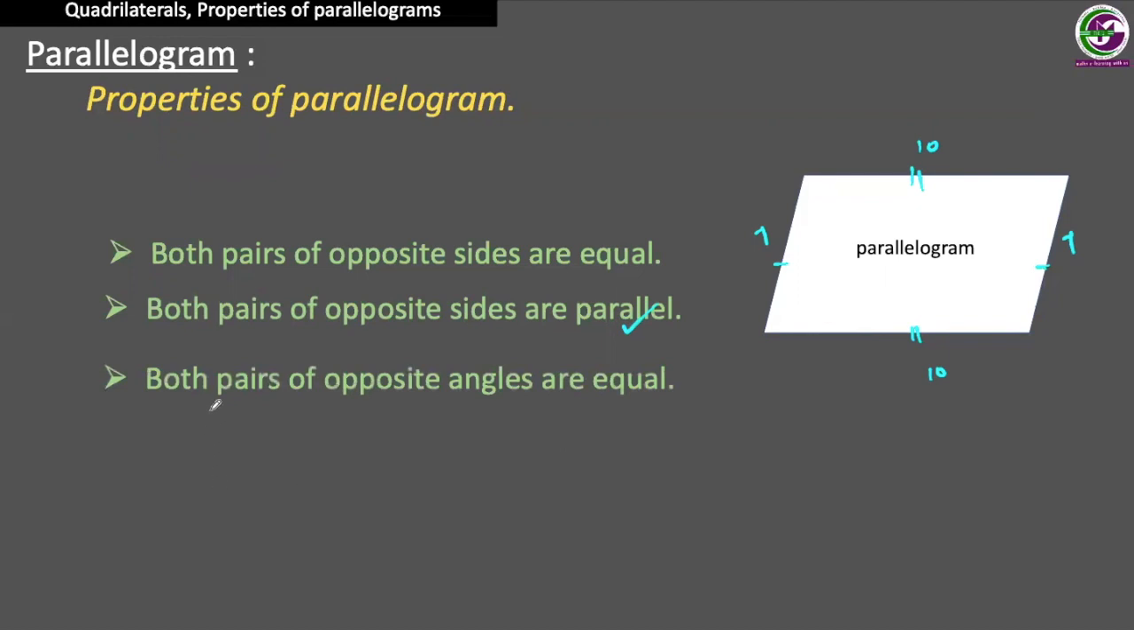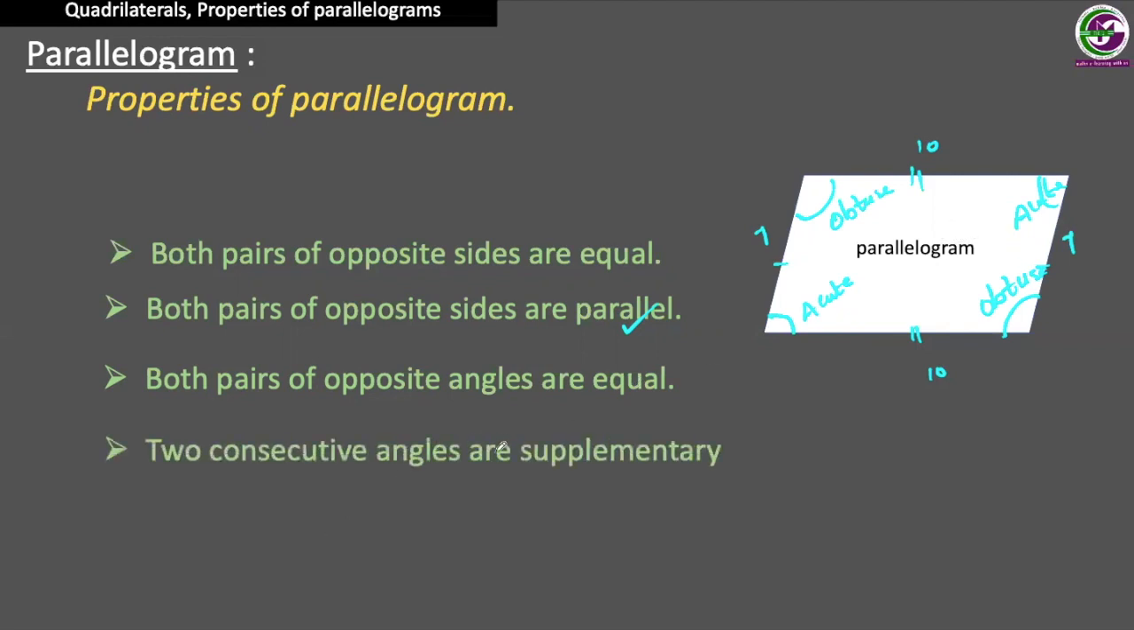Third property, both pairs of opposite angles are equal, and to be specific, you will have opposite angles, two acute angles and two obtuse angles. What if one of them is a right angle? Then it changes to be a rectangle. So in general, we have in a parallelogram two acute angles and two obtuse angles. If all of them are 90 degrees, that is also a parallelogram, but specifically it will be a rectangle.